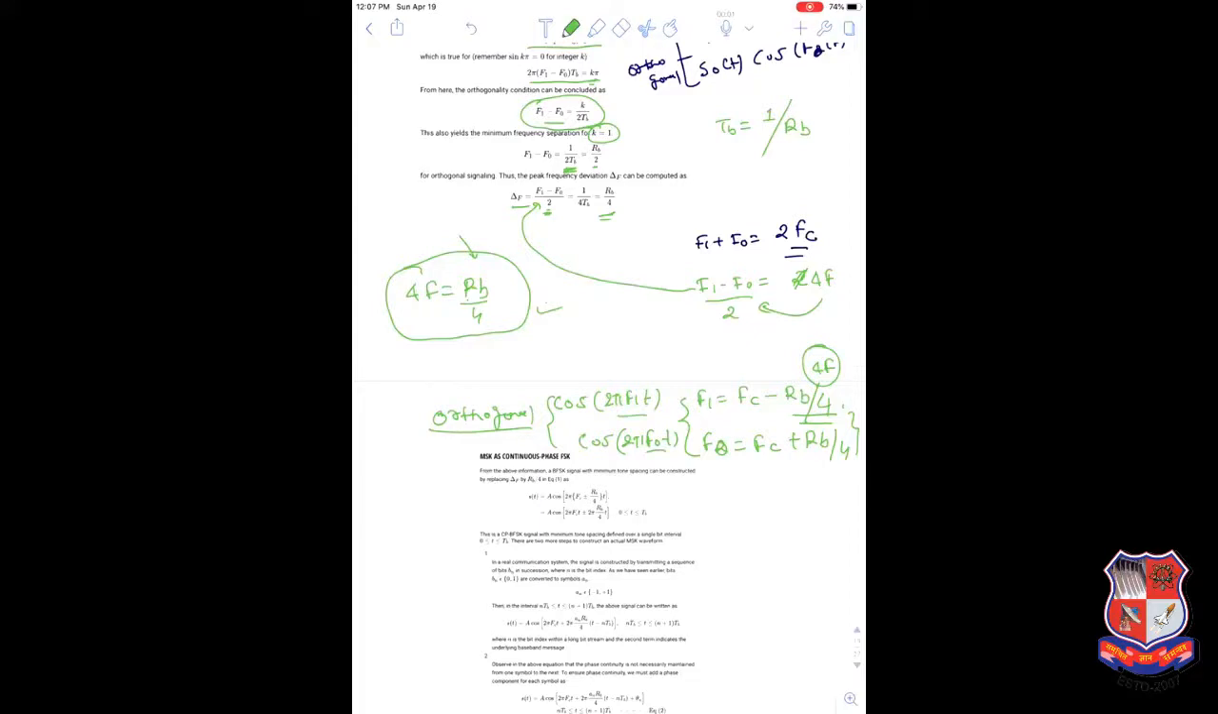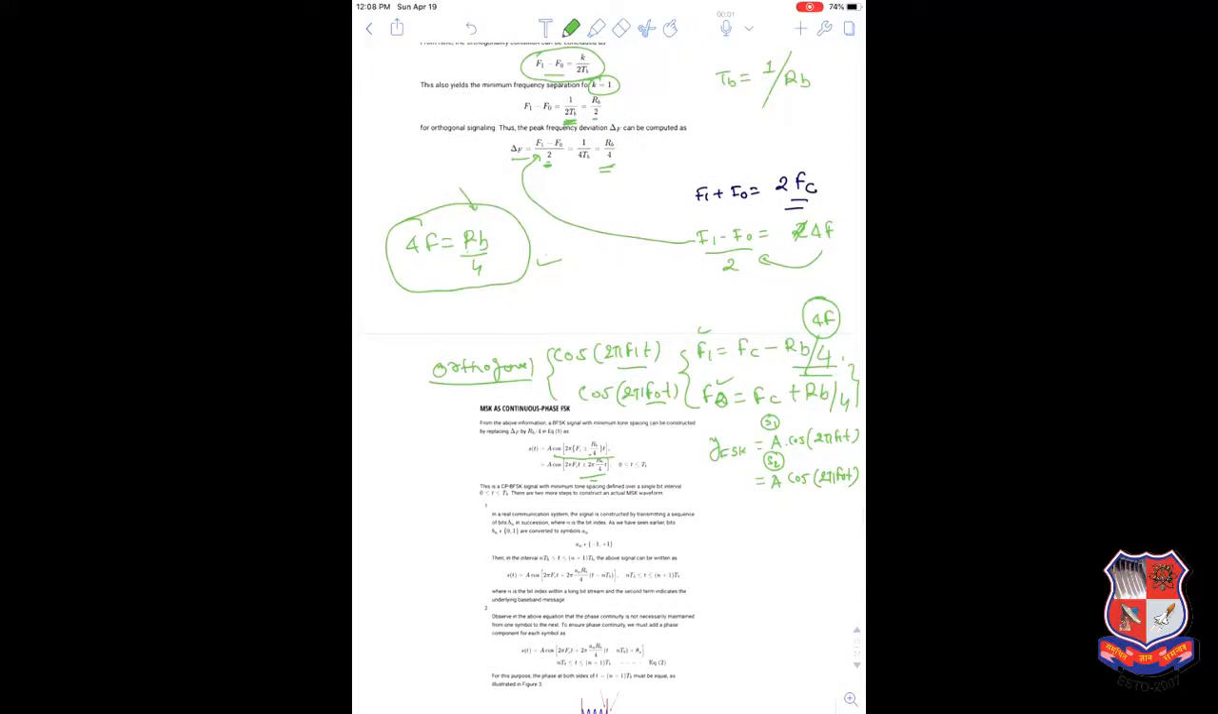So if you put this in the equations we got earlier, the frequency shift keying is the amplitude times cos omega i t, right? Omega i is basically what we can see here, cos 2 pi f1 t, for symbol s1, and for symbol s2 the equation can be represented as cos 2 pi f0 t. But we already found f1 and f0, so we place them here, and this equation is cos 2 pi (fc plus minus Rb by 4) t, where plus is for f1 and minus is for f0.